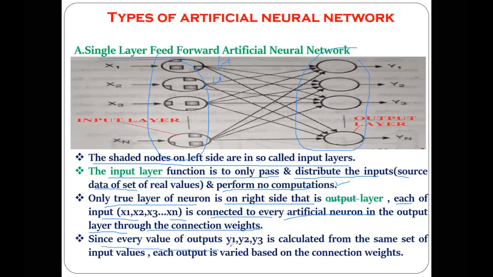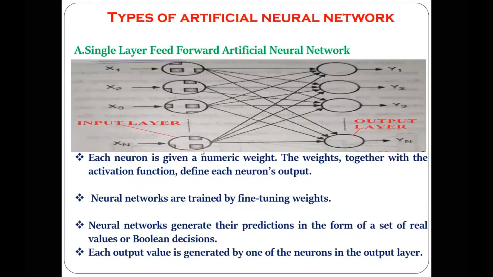Since every output value, that is y1, y2, is calculated from the same set of input values, each output is going to be different because of the connection weights, based on the training given to those particular nodes. Each neuron has some numeric weight; I told you each input is going to have some weight. The weight together with the activation function decides the neuron's output. Correct, that we have already discussed previously. The summation function's output is given to the activation function. So all these activities happen in each of the neurons.